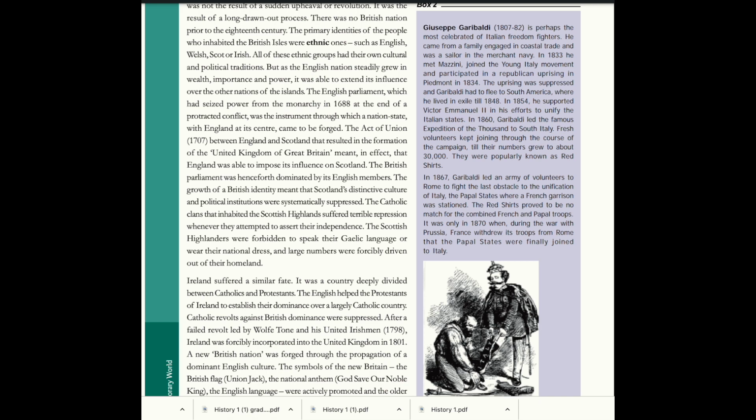The growth of a British identity meant that Scotland's distinctive culture and political institutions were systematically suppressed. The Catholic clans that inhabited the Scottish Highlands suffered terrible repression whenever they attempted to assert their independence. The Scottish Highlanders were forbidden to speak their Gaelic language or wear their national dress, and large numbers were forcibly driven out of their homeland.